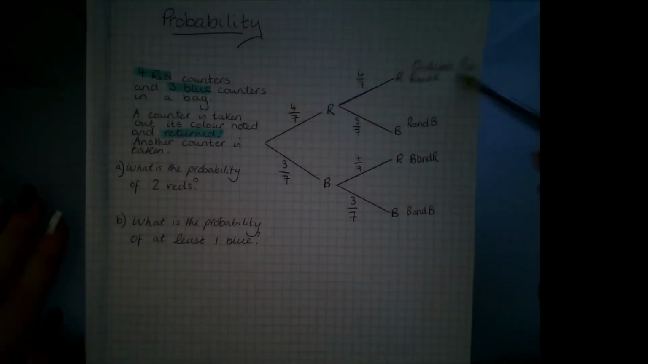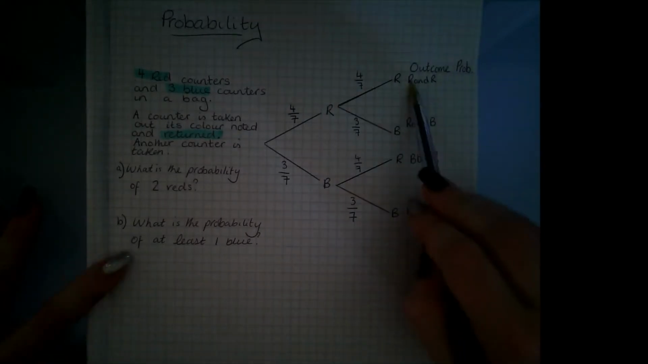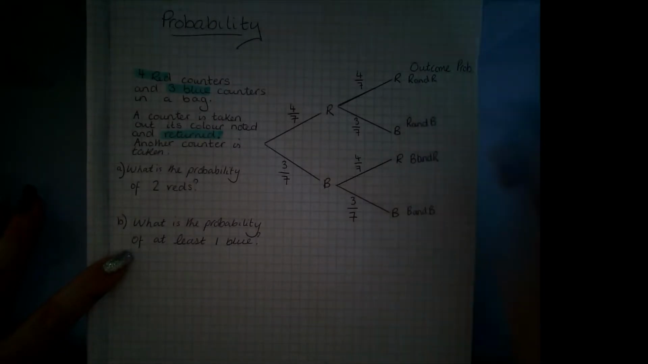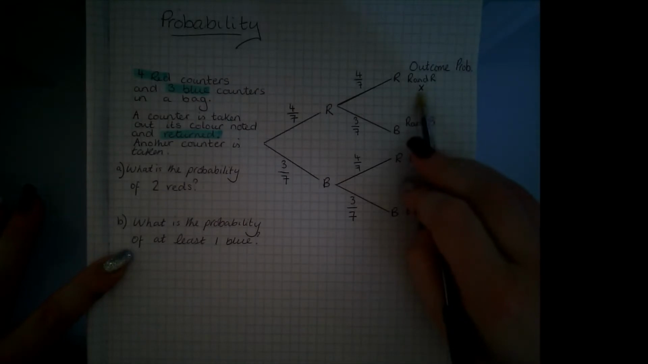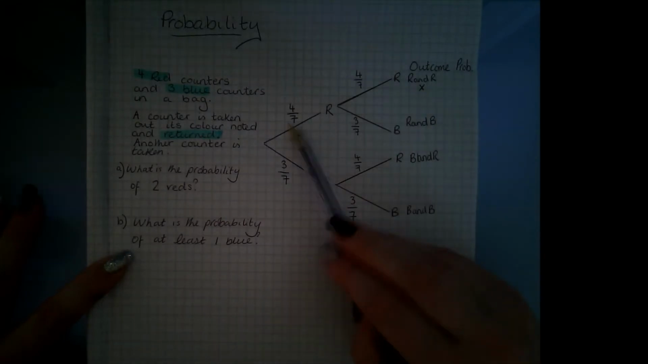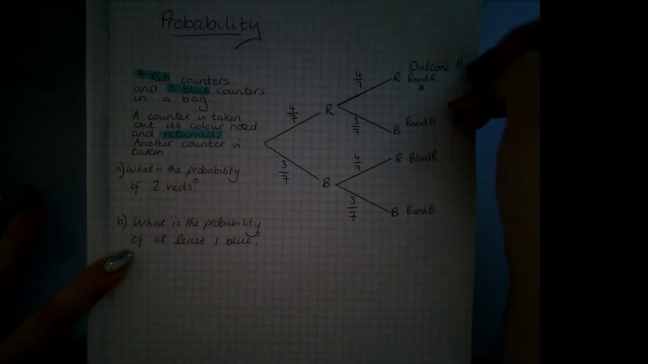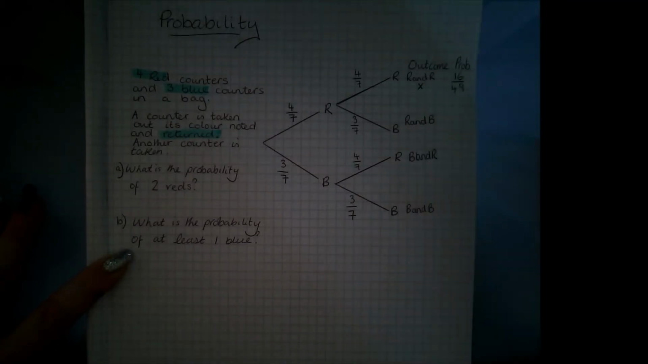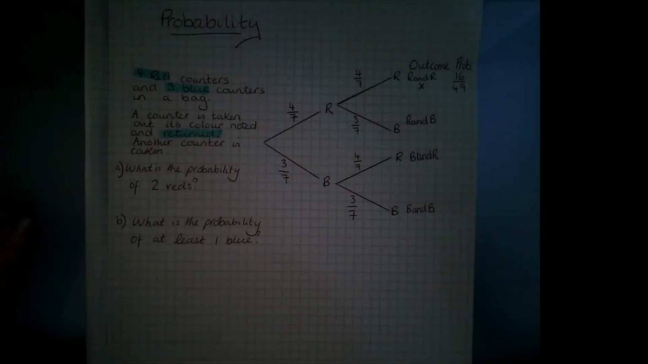So now we've got these outcomes, we can start writing in our probabilities. So for red and red, you may recall that and is a times when we're talking about probability. That is a really important thing to remember. So what you do is 4/7 times 4/7. When we times fractions, we just times the numerators and times the denominators. So 16 over 49.